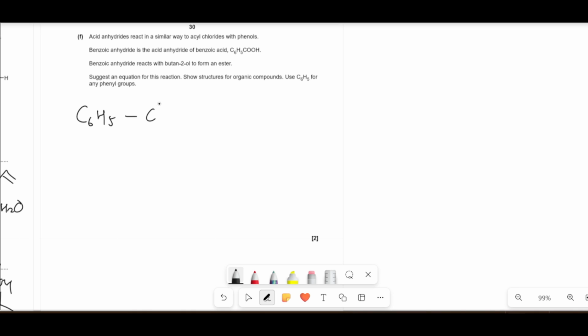C6H5, C double bond O, and then it would normally be OH, but what happens is one of the H's is gone, and then you just have the same thing underneath it here, like that. So that's your benzoic anhydride. So now I'm going to react butan-2-ol, so 1, 2, 3, 4, there's an OH here, and then there's all these H's here.